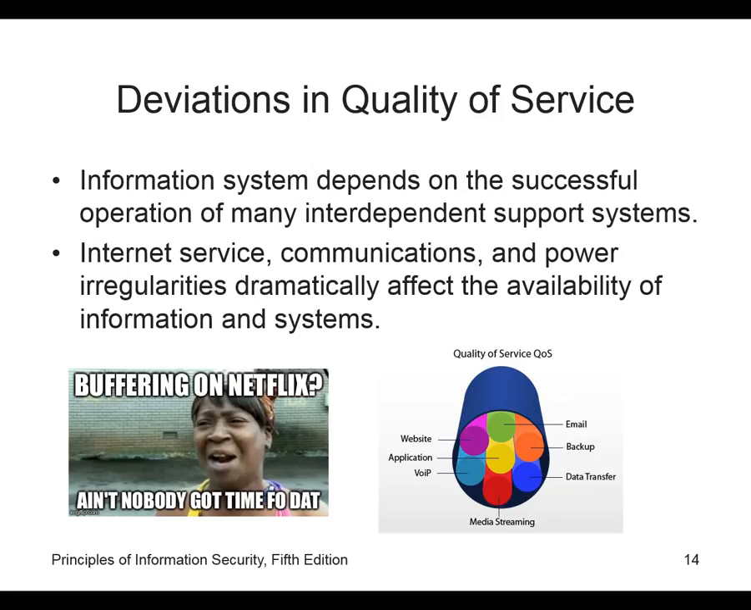Deviations of quality and quality of service. There's ways that you can organize your bandwidth to make it to where one thing is not taking up everything. So if you have a lot of people who are trying to stream when they're supposed to be working, you can buffer that to make it to where they have less bandwidth so that other resources can use the bandwidth.